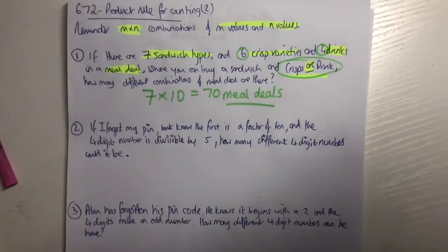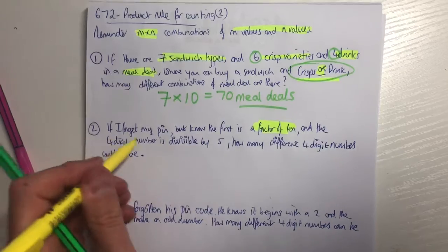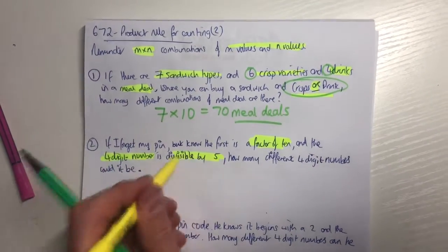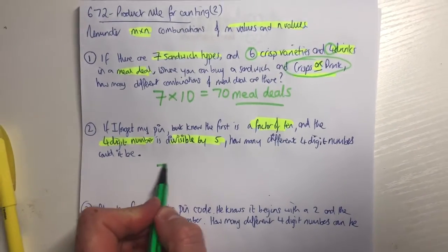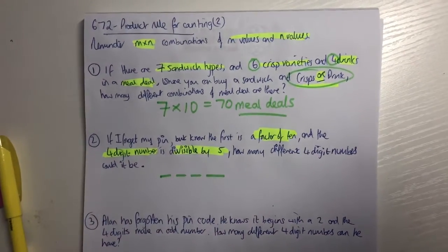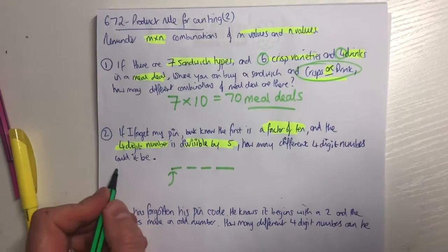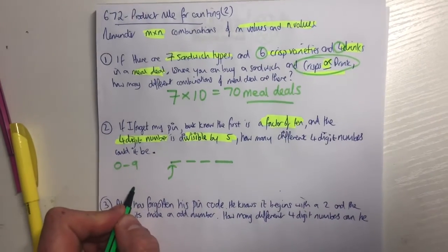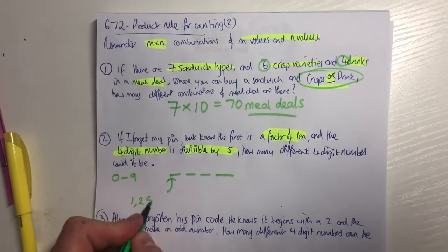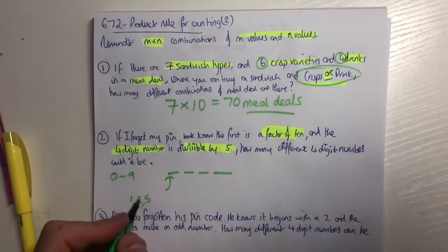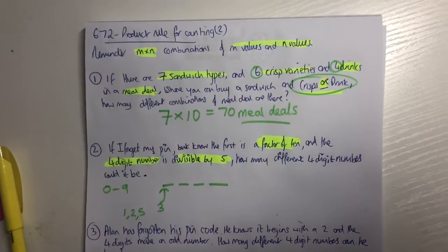Right, next one. If I forget my pin number, but I know the first is a factor of 10, and the 4-digit number is divisible by 5. How many different 4-digit numbers could there be? Okay, so it's 1, 2, 3, 4 digits. The first one's a factor of 10. So what can it be? Well, factor of 10, it can be between 0 and 9. So factors of 10 would be 1, 2, 3 doesn't, 4 doesn't, 5 does, 6, 7, 8, 9, 10. 5 times 2 is 10, so you can't go anything above. So there's 3 different possibilities there.